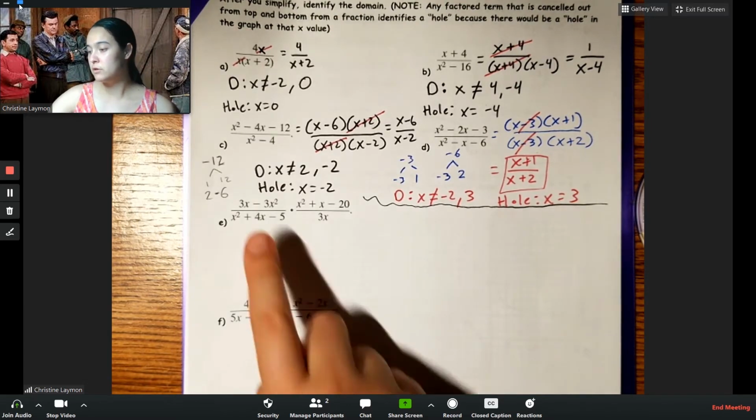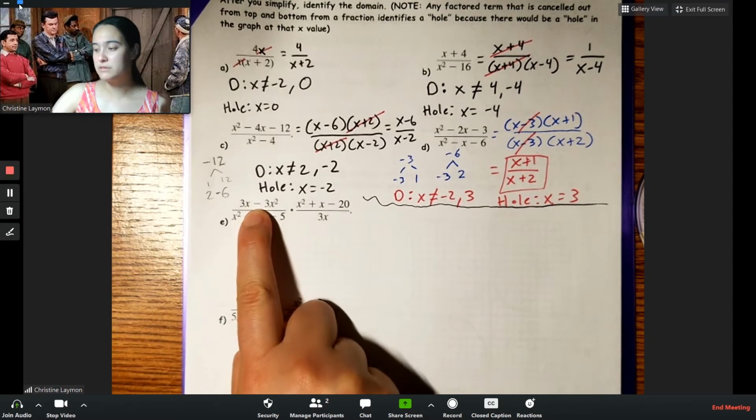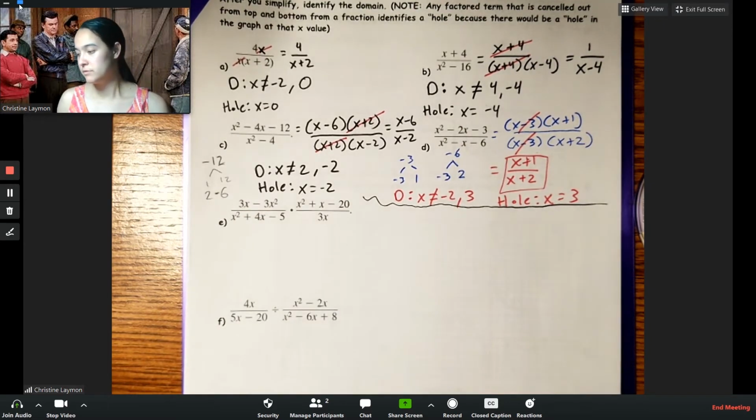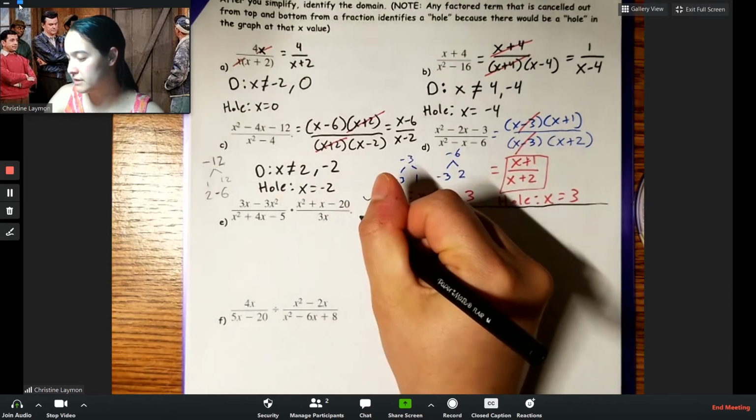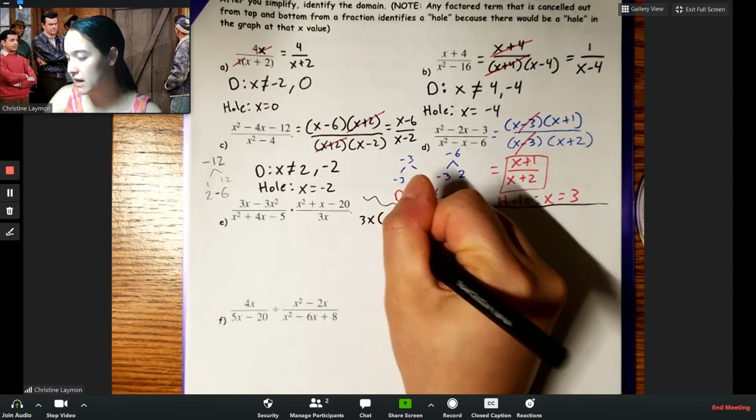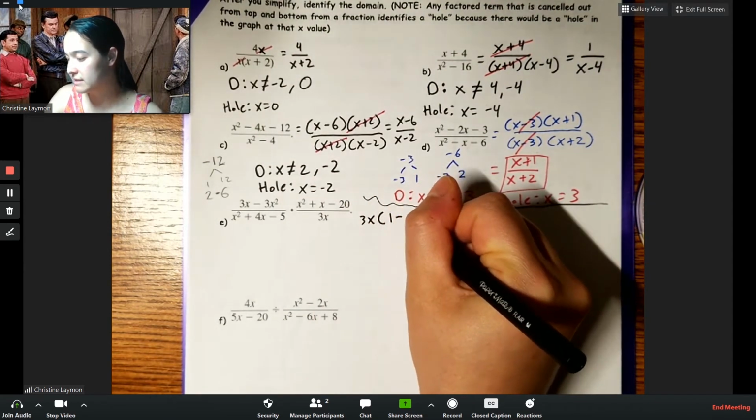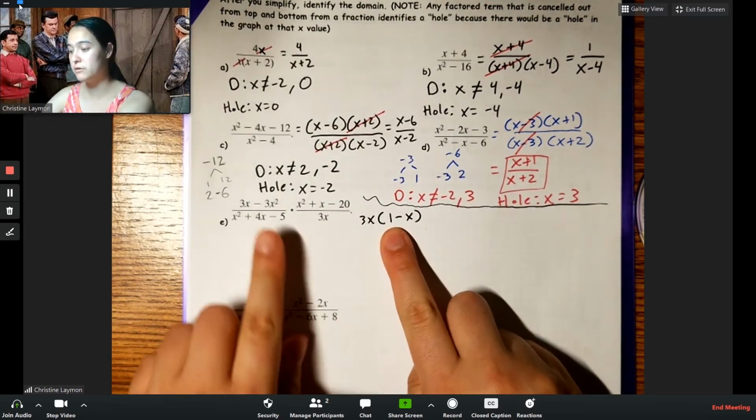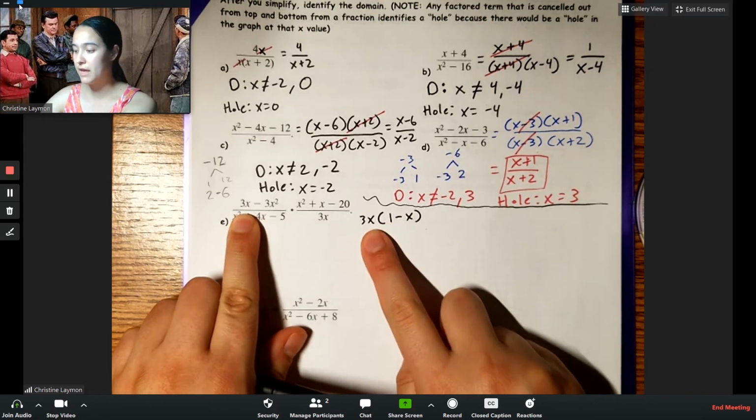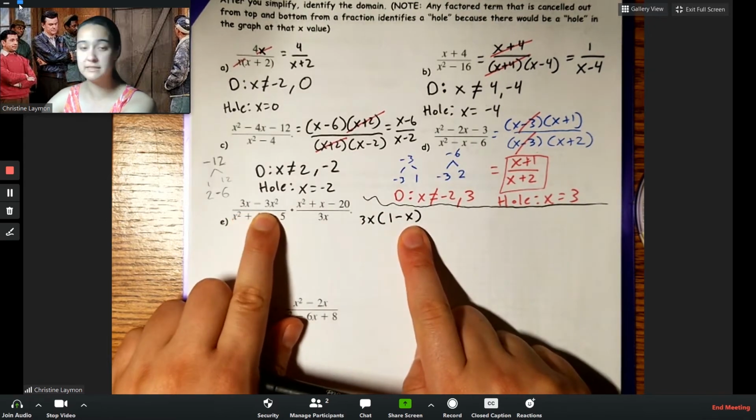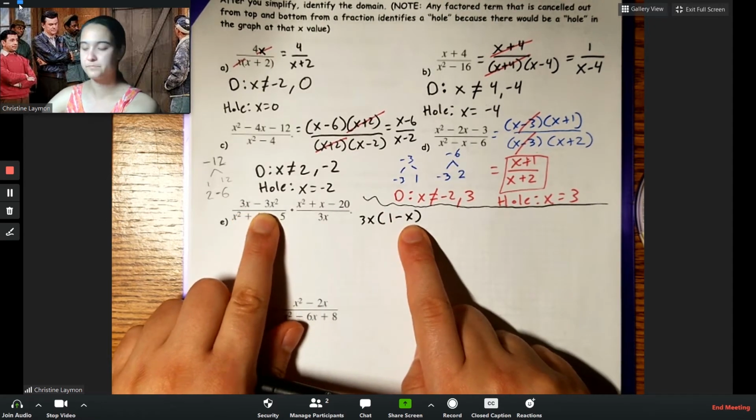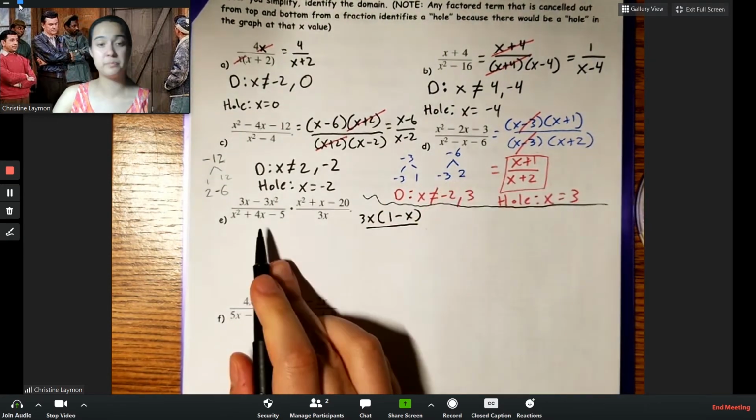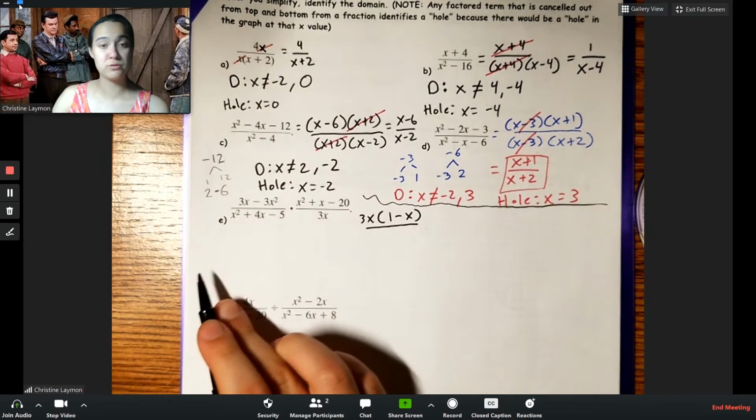So looking at this first set here, notice that both of these parts contain a 3x. So I can factor this and say that I have 3x times 1 minus x. And again, you can go ahead and check the work. 3x times 1 is 3x. 3x times negative x is negative 3x squared. Over, so this bottom one, and we can do the notes over here.